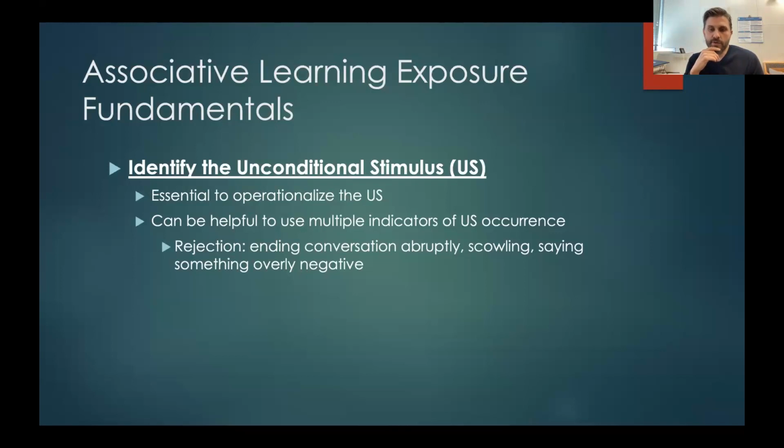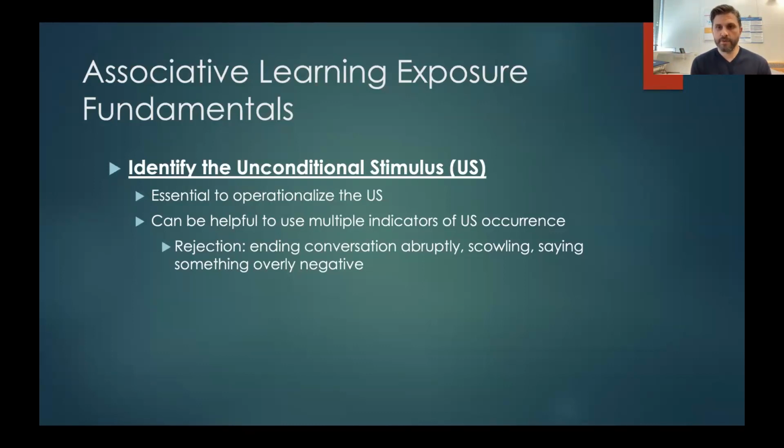Ending the conversation abruptly, the person scowling, saying something overly negative. And again, if none of these indicators were there, what is it telling us about the likelihood that the US occurred?